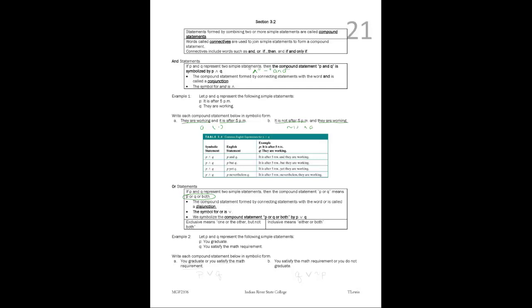So let P and Q represent the following simple statements. First statement, P, you graduate. Q, you satisfy the math requirement. Write each compound statement below in symbolic form. You graduate or you satisfy the math requirement. So you graduate, what did we call that? P. Or, and then we have satisfy the requirement, Q.